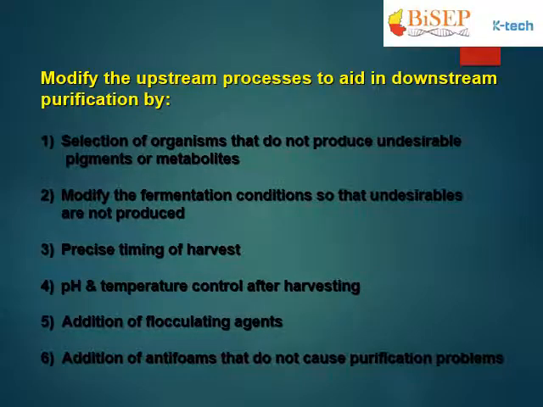So you have to modify the upstream process in such a way that it aids in downstream purification. So select organisms that do not produce undesirable pigments or metabolites, modify the fermentation conditions, think of a precise timing of harvesting from the fermentation, then control of pH and temperature after harvesting, addition of flocculating agents and addition of antifoams which should not interfere with the purification process.